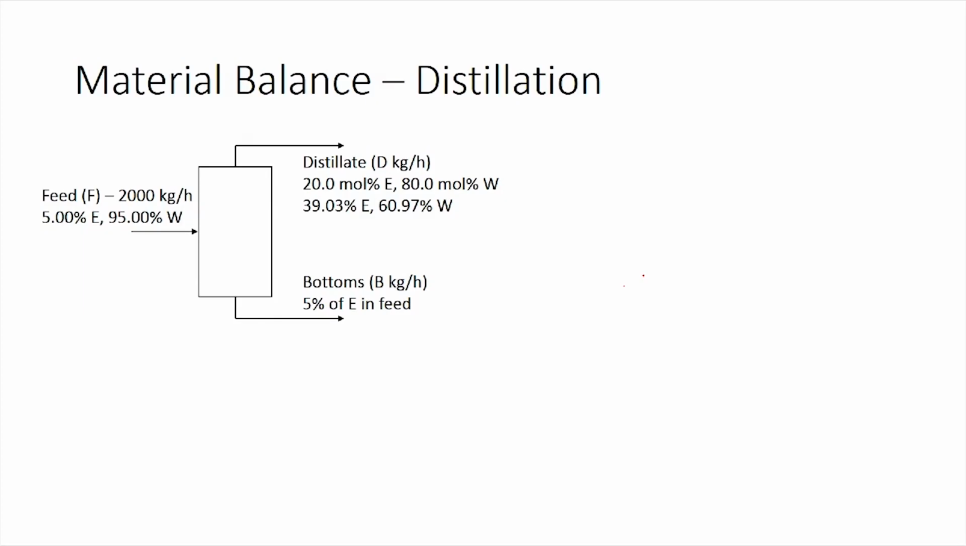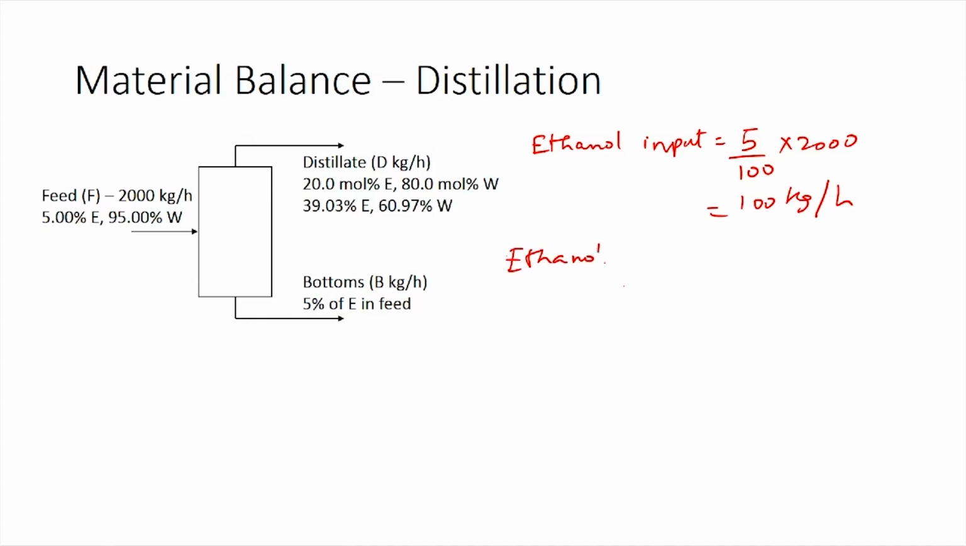So we can calculate the amount of ethanol entering into the system as ethanol input is equal to 5% of 2000 kilograms, which is 100 kilograms per hour. Out of this, 5% leaves through the bottoms. So ethanol in bottoms would be equal to 5% of this 100 kilograms entering, which is basically 5 kilograms per hour leaving through the bottom stream.